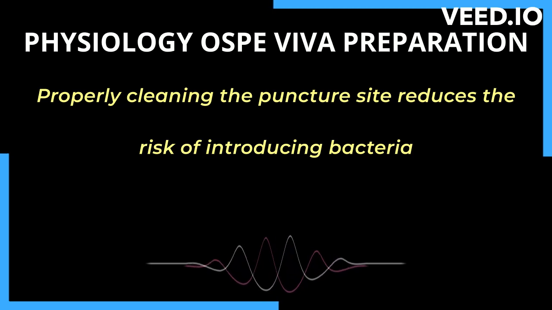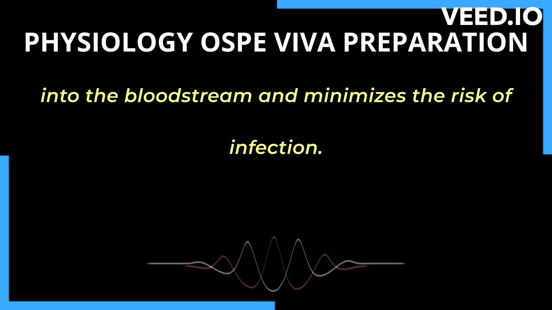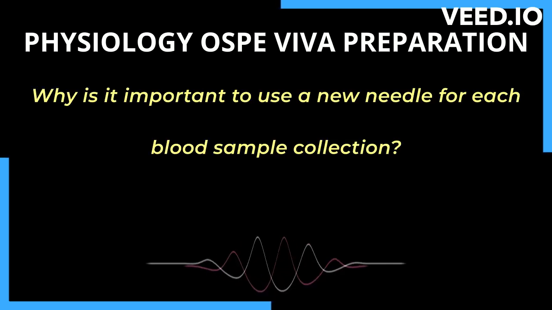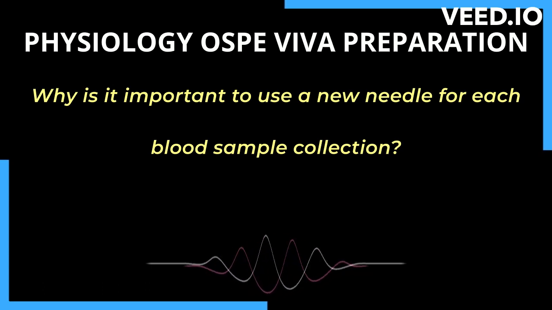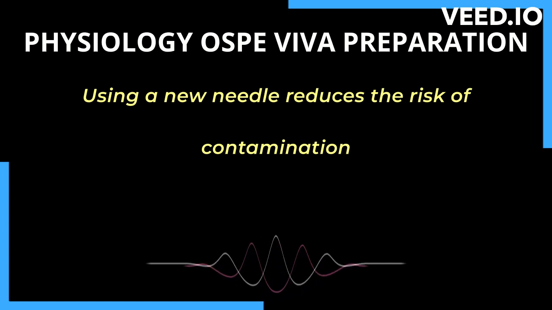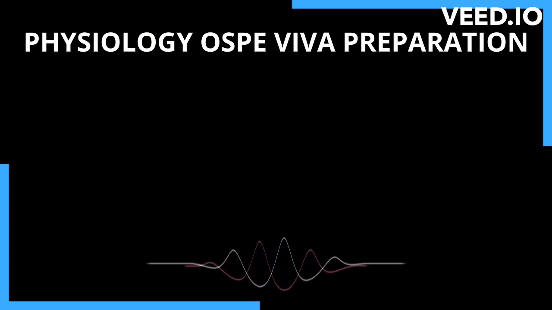Properly cleaning the puncture site reduces the risk of introducing bacteria into the bloodstream and minimizes the risk of infection. Why is it important to use a new needle for each blood sample collection? Using a new needle reduces the risk of contamination and minimizes the chance of needle stick injuries.